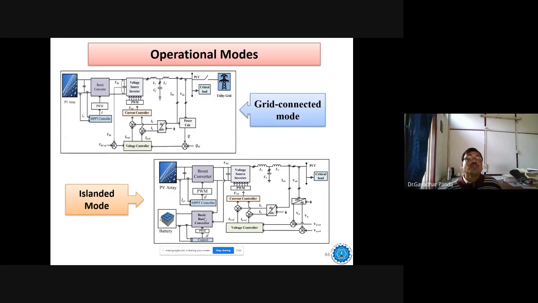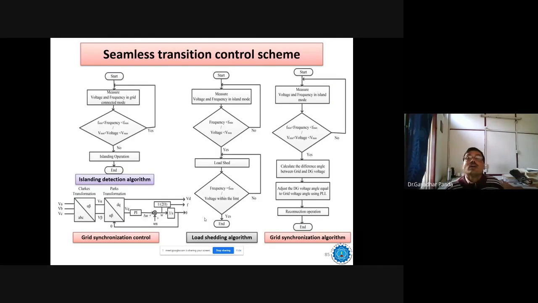Here it is shown only with the single DG. Here the flowchart is given for how the grid synchronization and control load setting algorithm work, and these are the requirements. When you are going for the seamless transition of the microgrid system, how quickly you can detect the islanding situation matters, and depending on whether the microgrid is on-grid or off-grid, you have to go for the load setting algorithm or grid synchronization.